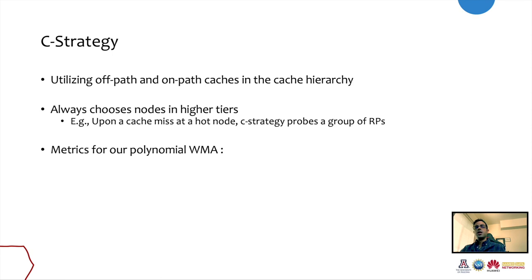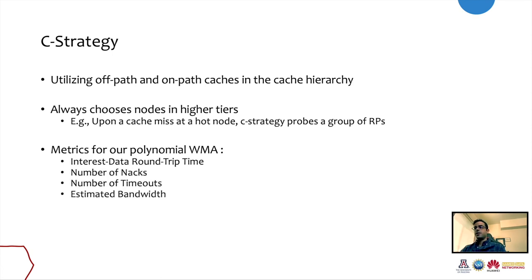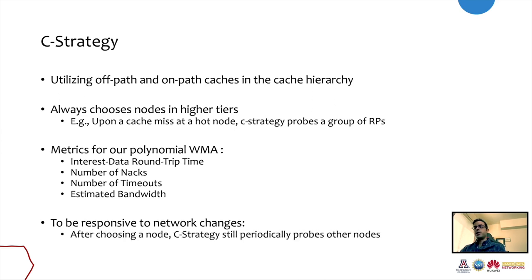To do so, C strategy uses a weighted moving average formula that includes RTT, number of NACKs, timeouts, and estimated bandwidth. This strategy captures network changes by periodically probing more nodes in the network. And if it finds a node with significantly higher performance, it will switch to that node.